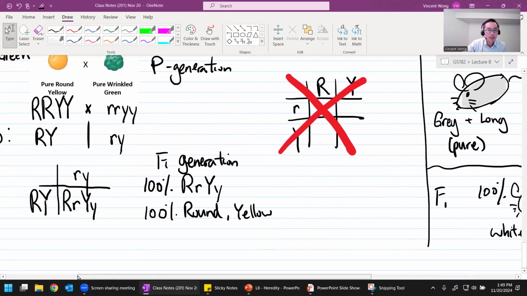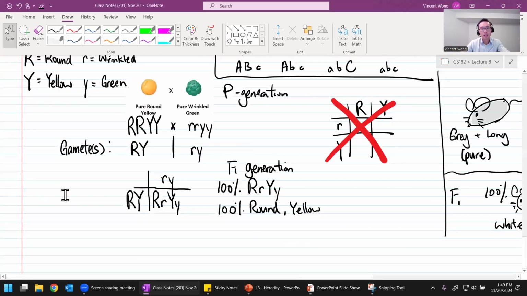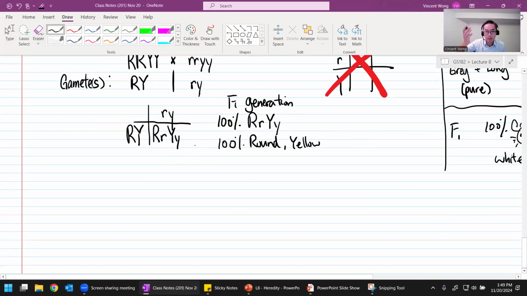Okay, let's go back to here. We have the F1 generation now, and all of them are round and yellow. So he did what he did with the one trait, but now he did it for two traits. So this would be the F2 generation. Okay, so he took the F1 and then crossed the F1 individuals together.